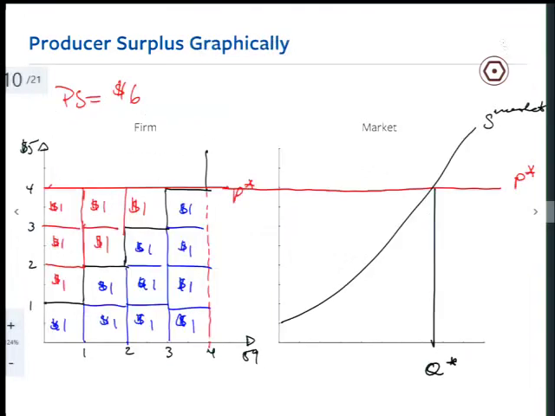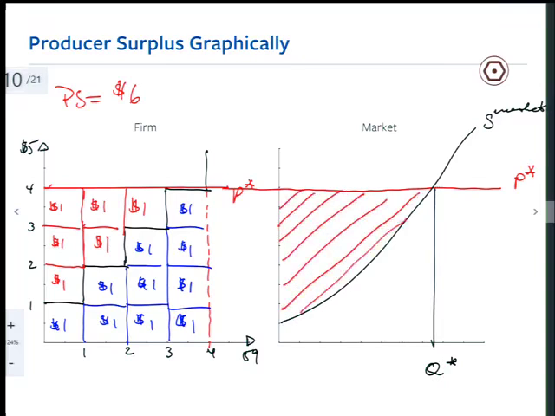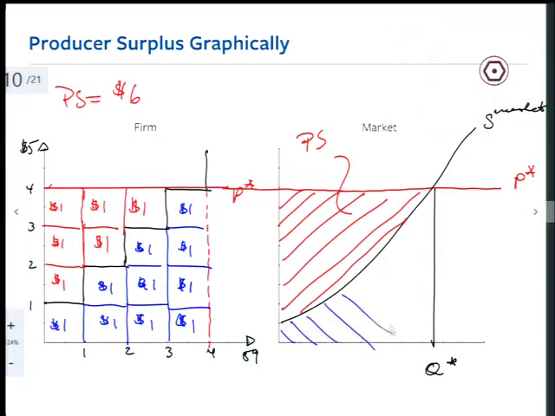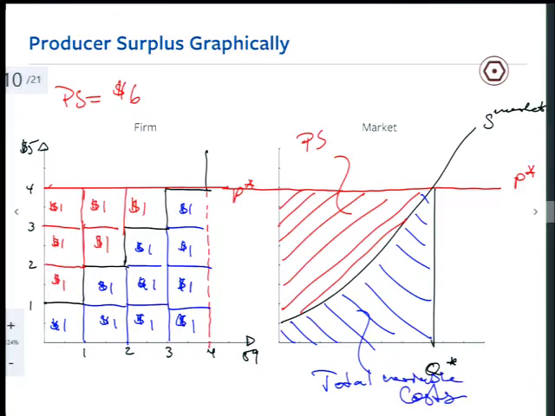Producer surplus is going to be the area below price, above supply, over the range of production. So producer surplus, again in red here, is going to be this total area right here. The area under the supply curve is going to be, again, variable cost. So let's draw it in blue like we did in the other picture. This area right here is total variable costs for the whole industry. If we're in the long run, and this is the market, then the red area here is going to be total industry profits.